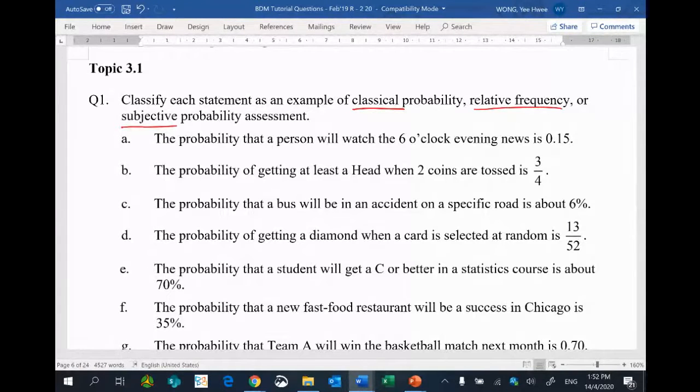If yes, then it's relative frequency. If it's no, then it's subjective. Now, let's look at this situation again. You want to know how many people watch the 6 o'clock news. So I can ask you a question: do you watch the 6 o'clock news?